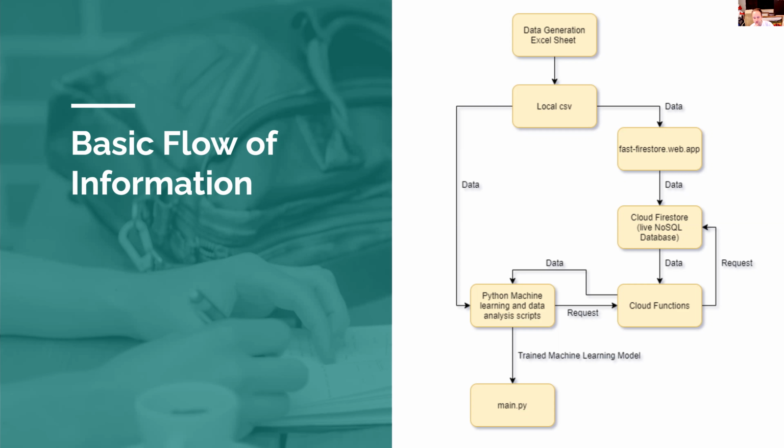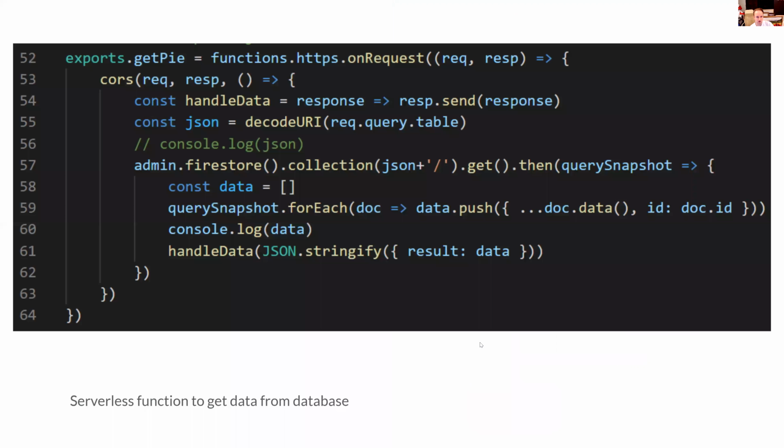Once I've trained the machine learning model, I export that as a pickle file to main.py, which is a little application I made to demonstrate the predictability of this machine learning model in action. Here are a few lines of JavaScript I wrote to connect the database I have in the cloud to my Python scripts. It's basically just running on a GET request, and you'll see that later in my code.